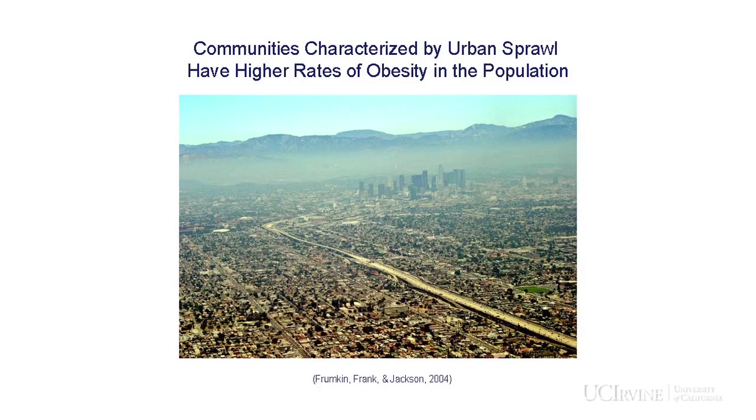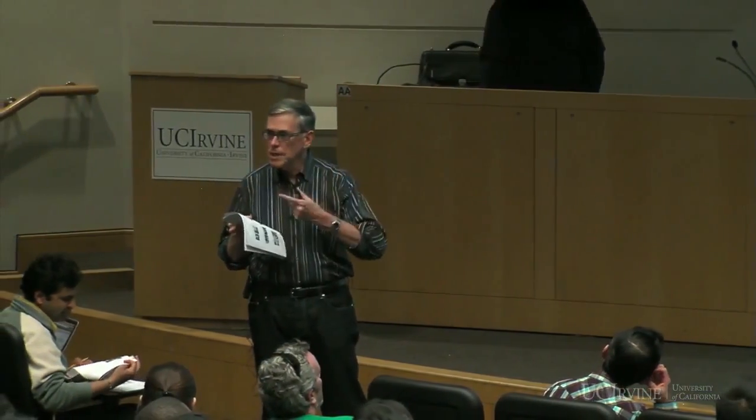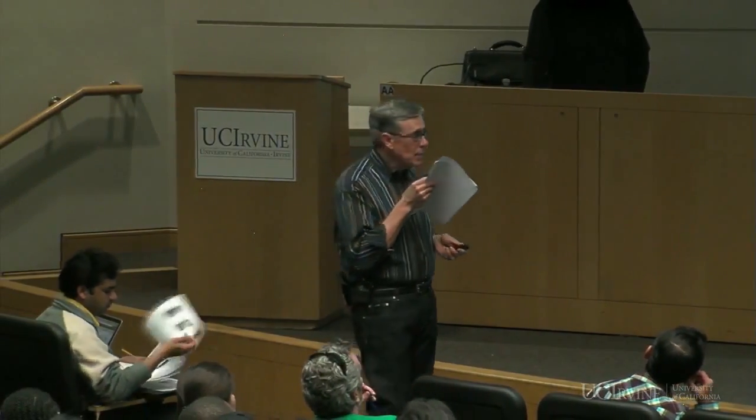And this is an example. Frumkin, Frank, and Jackson did a book on the effects of urban environments on health. These are the researchers that found the data about the linkage between rates of sprawl in different cities and the obesity of the population.